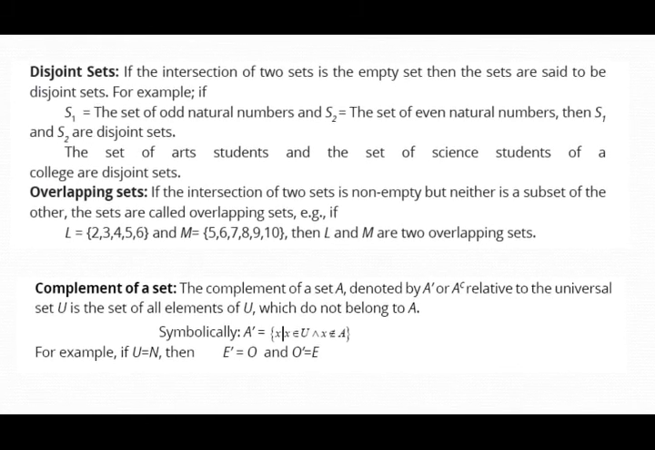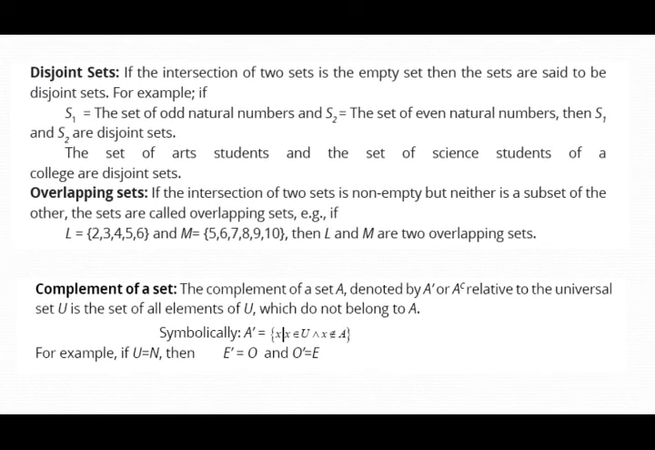Overlapping sets. If the intersection of two sets is non-empty but neither is a subset of the other, the sets are called overlapping. If some elements are in common, for example L contains 2, 3, 4, 5, 6 and M contains 5, 6, 7, 8, 9, 10, and some elements are in common, these sets are called overlapping sets.